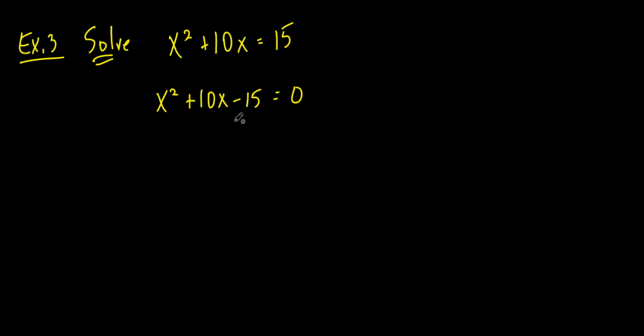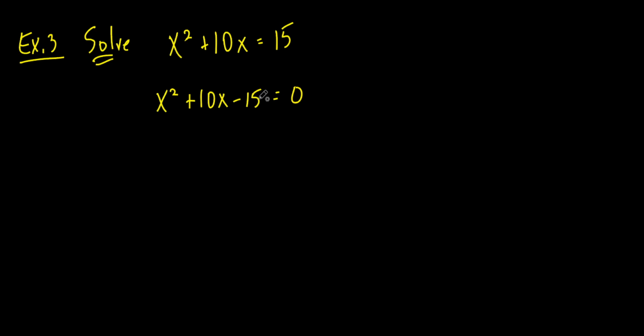Is this a perfect square? No, because nothing's square to give you 15. Can I factor it? No, because if I put my 2 parentheses there, what times what is negative 15? And those same 2 numbers add up to 10. Is there anything? Is there anything that equals 15 or negative 15 that also adds up to 10? Can you think of something?